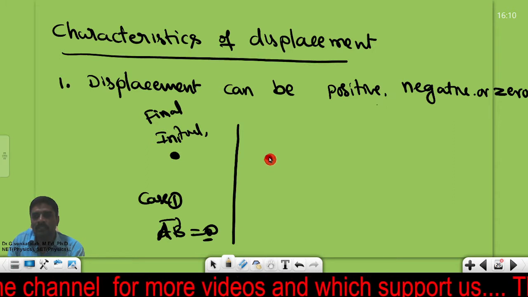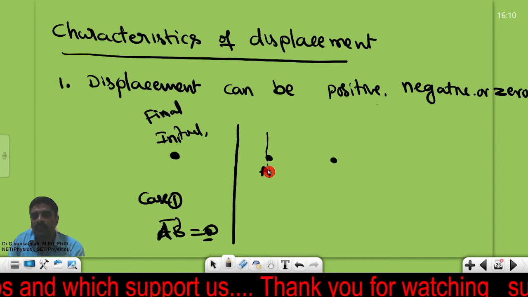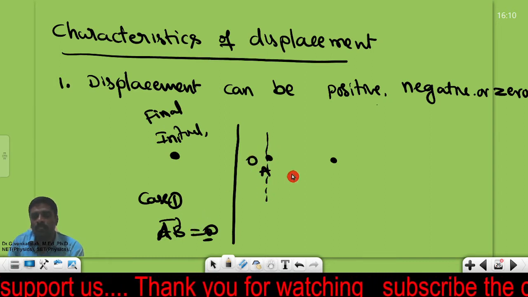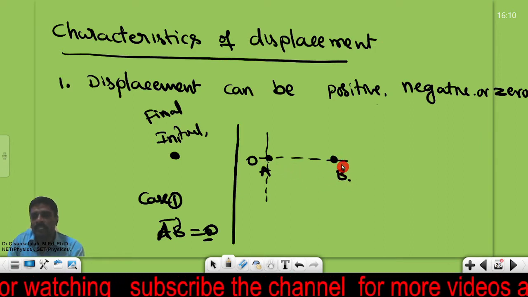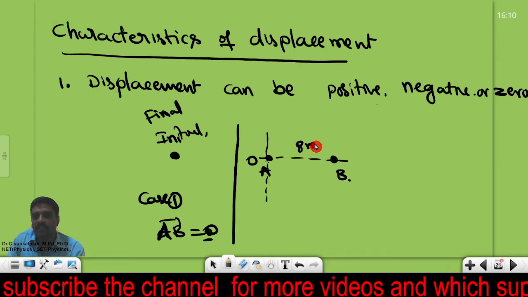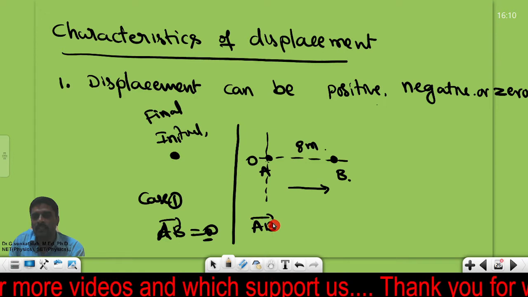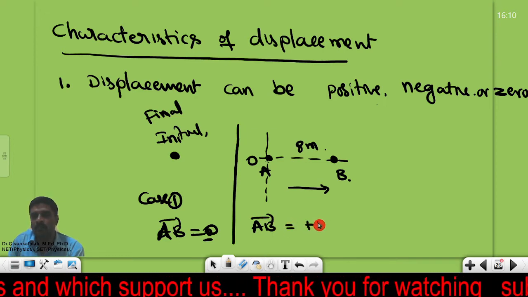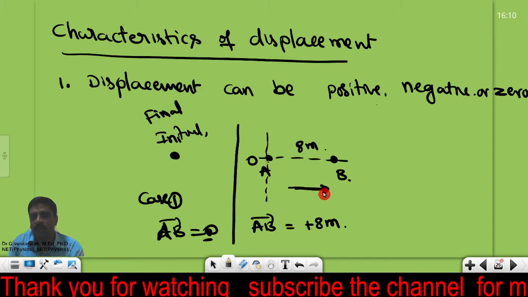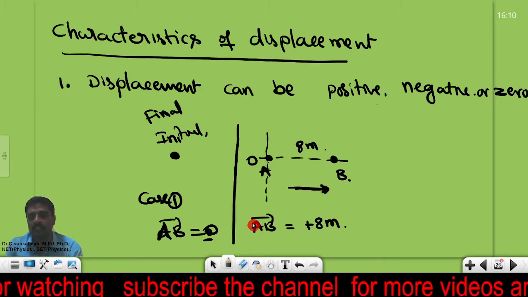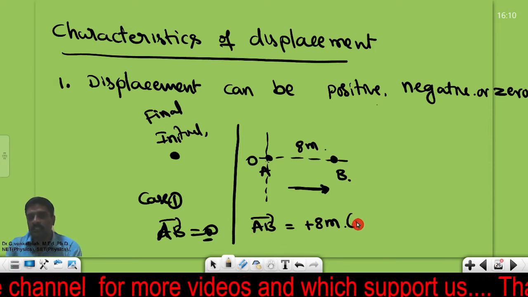Now let me go to another case. If the object's initial position is at point A, after t time the object is moved from point A to point B. Let me take the origin here itself, O is the origin. What is the AB bar? Let me take this value as 8 meter. So along the positive direction this object is moving, then AB bar is a positive value, that is equal to plus 8 meter. Because of the convention rule, if the object is moving in the rightward direction from the origin, it must be a positive value. AB bar is equal to 8 meters along the positive x-axis.